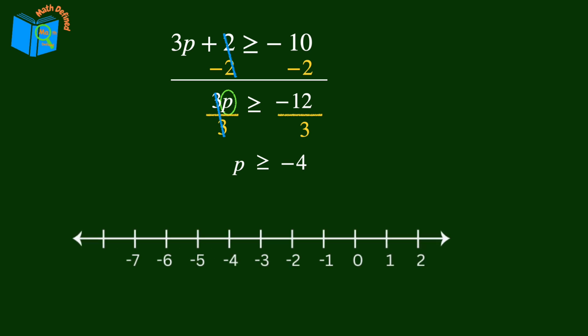To graph this on a number line, draw a closed circle at negative 4 and shade everything to the right because we're including the values negative 4 and greater.